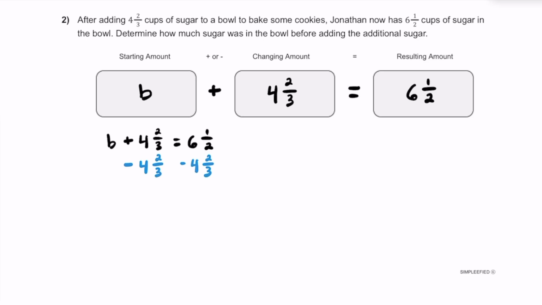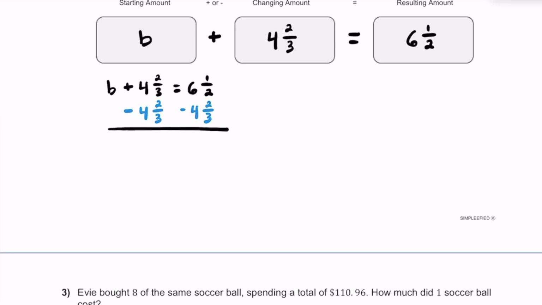That's the subtraction property of equality. All right, so if we subtract from both sides, we should be able to use the additive inverse property and see that if you add these opposites together, you always get 0. So we're going to get b plus 0, and this is going to be equal to, let's see, we have to figure out what 6.5 minus 4 2/3 is going to be.